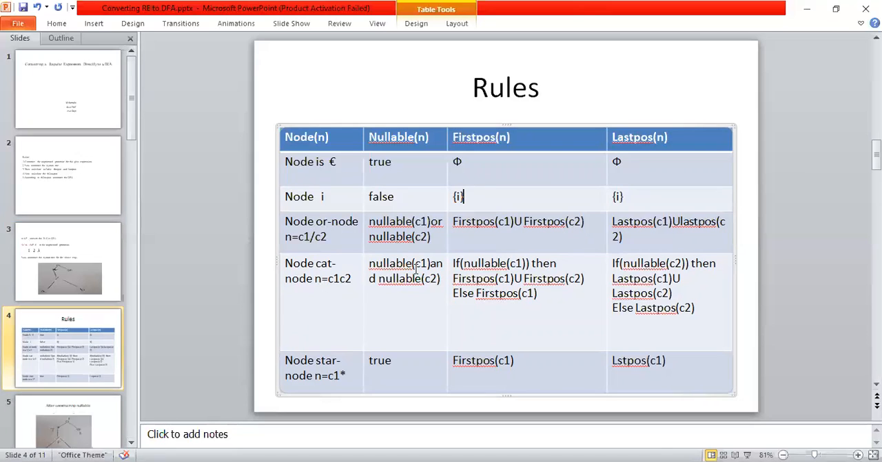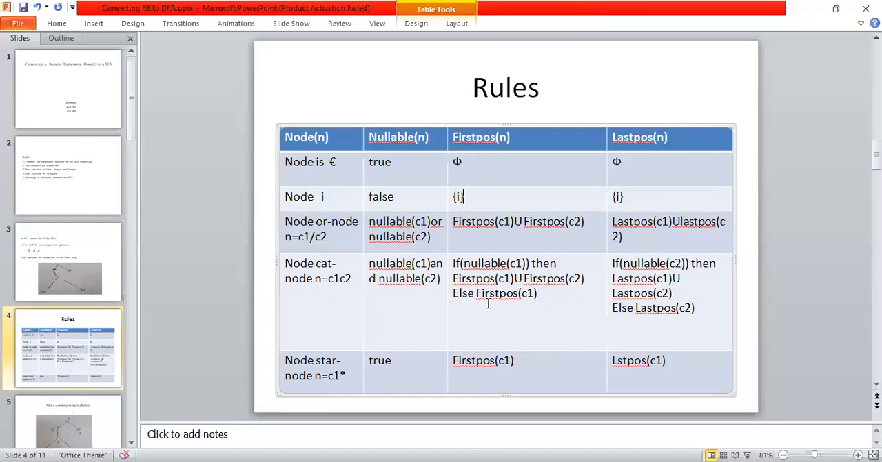then nullable of C1 and nullable of C2. So here I am multiplying left child into right child. If the node is an R node, then the nullable value is left child or right child. And now its first position is: if nullable of C1, meaning its left child is nullable, then first position of C1 union, first position of C2. Otherwise, if the left child is not nullable, then first position of C1.